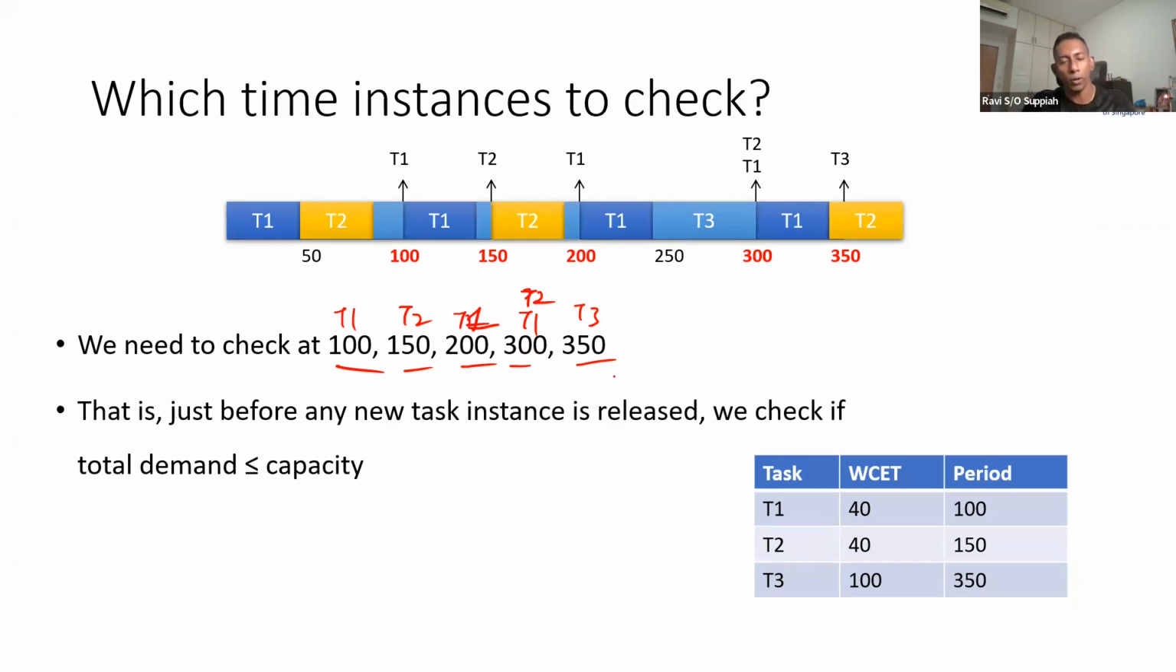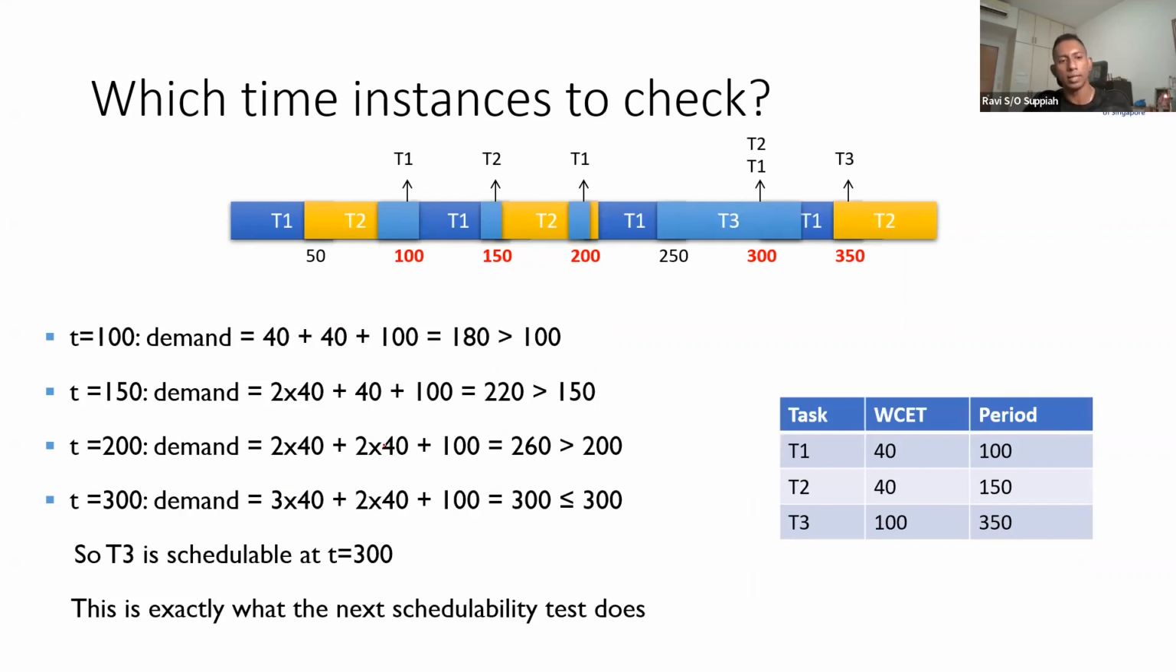And at each of these points, what I need to do is I need to compute whether the total demand is less than or equal to the capacity. So the demand means the computational time that I need, and capacity is how much time has already elapsed. Okay, and then whether I am able to fulfill this requirement or not. Okay, so let's look at this.